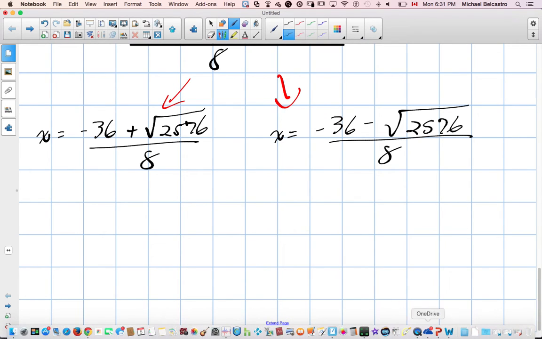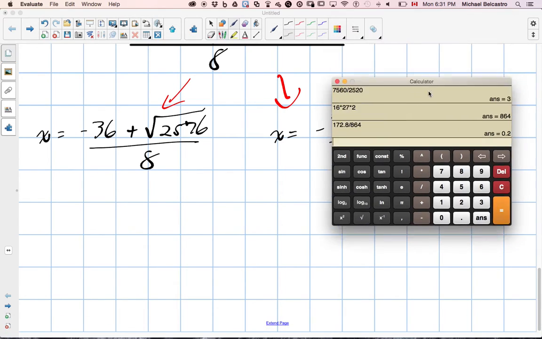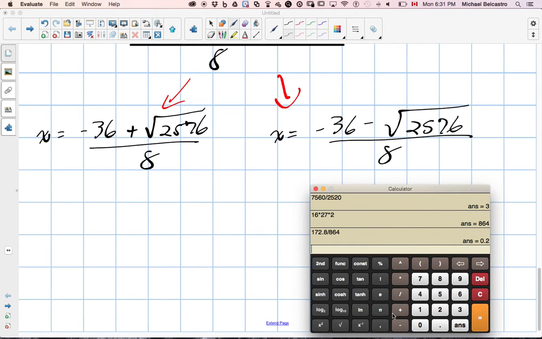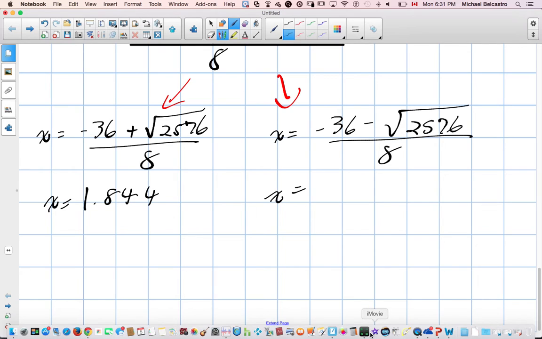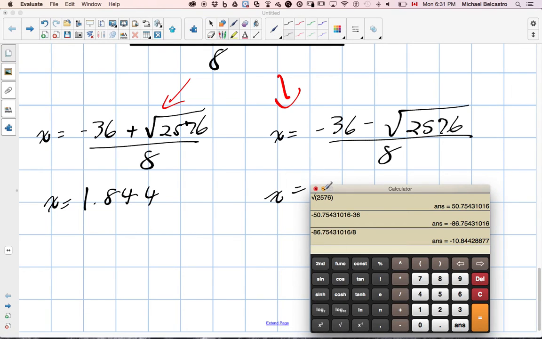You want to do the one on the left, and I'll do the one on the right. So root 2,576, so I need that to be a negative, and then minus 36. I got 1.844. Great. 1.844? Yeah, 1.844. And I got, on our calculator here, negative 10.8 roughly.